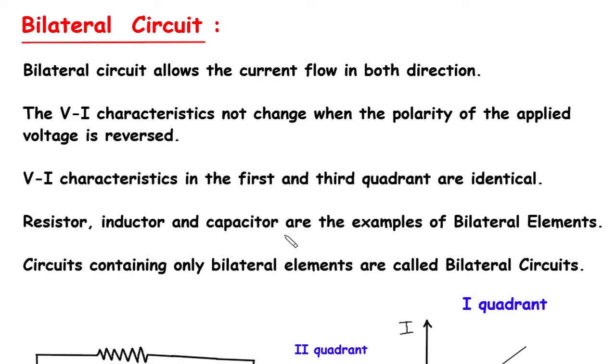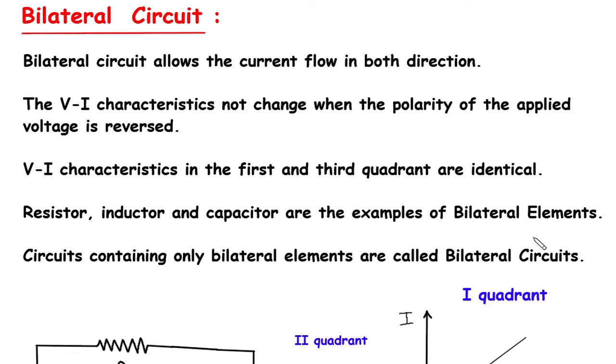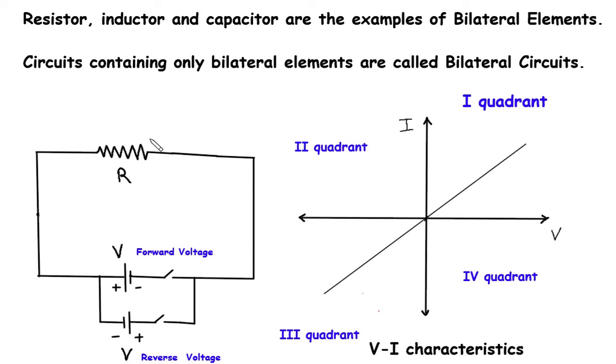Resistor, inductor and capacitor are examples of bilateral elements. So here we can see this resistor is an example of a bilateral element. Also the inductor and capacitor are examples of bilateral elements. Circuits containing only bilateral elements are called bilateral circuits.